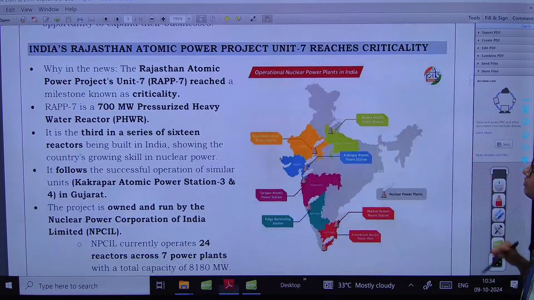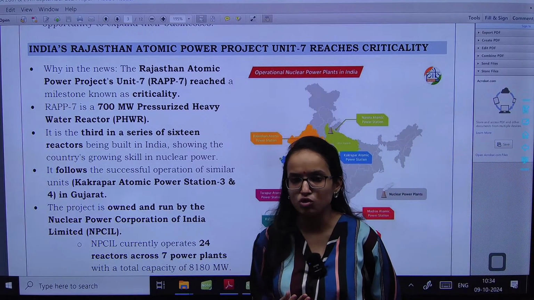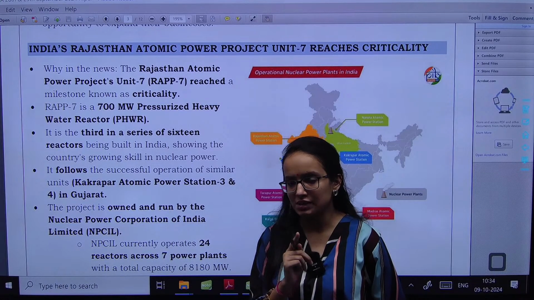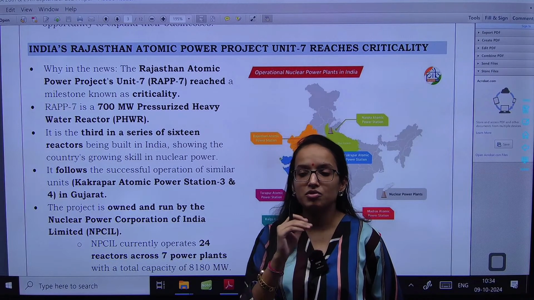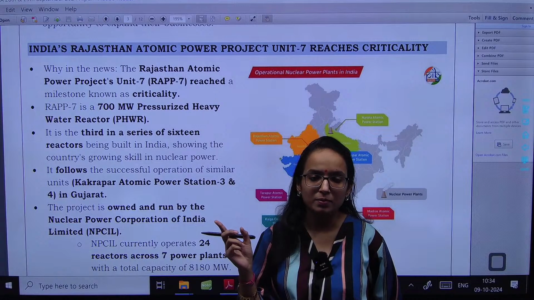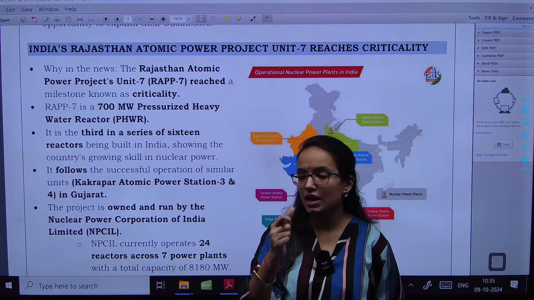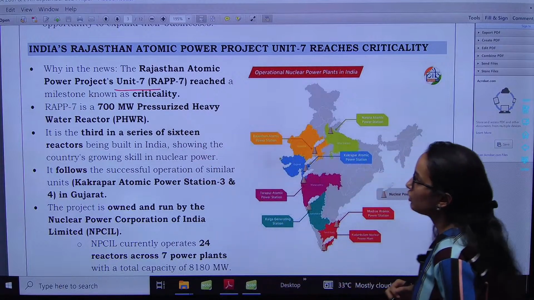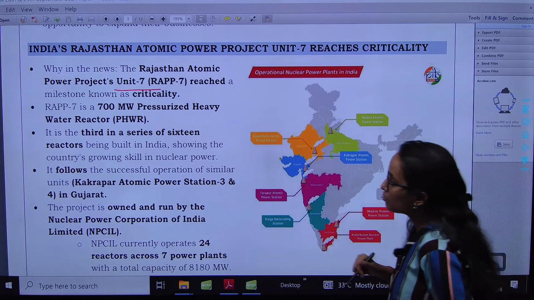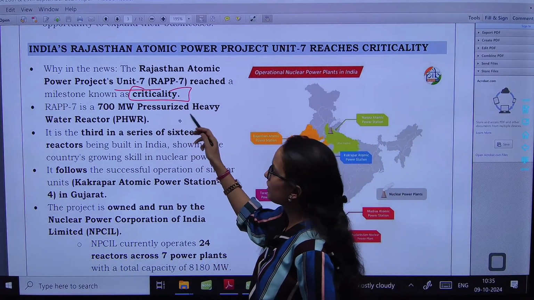Next news which we have is Rajasthan's Atomic Power Projects Unit 7. So there are a lot of atomic power projects going on in Rajasthan, you already know that. And recently, if you remember the current affairs, we discussed one atomic power project which has reached criticality. It is in Gujarat. You remember that Kakrapar, right? It has also reached criticality. Now next in the series is this one. The project Unit 7 has reached a milestone known as criticality. It is a 700 megawatt pressurized heavy water reactor.